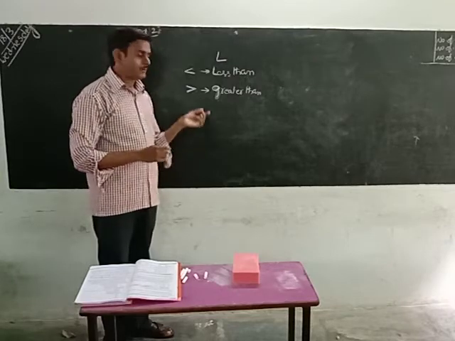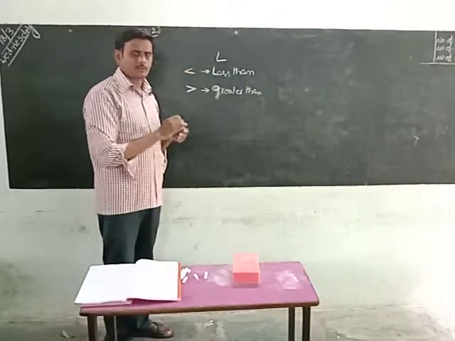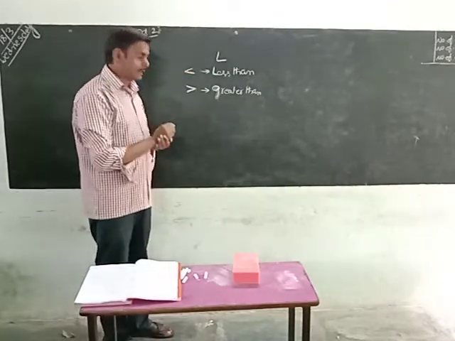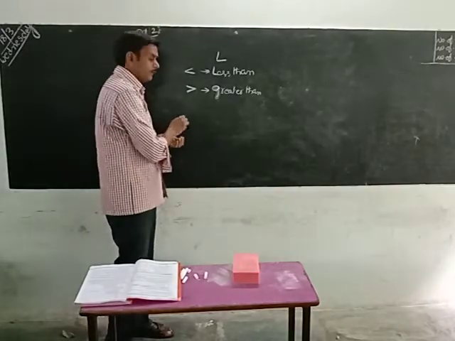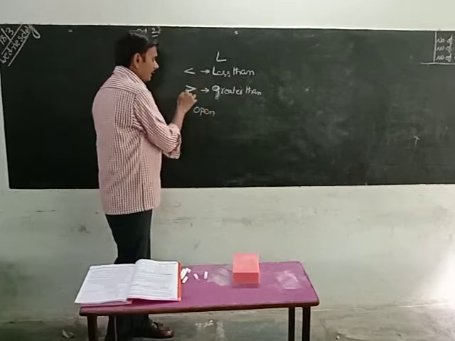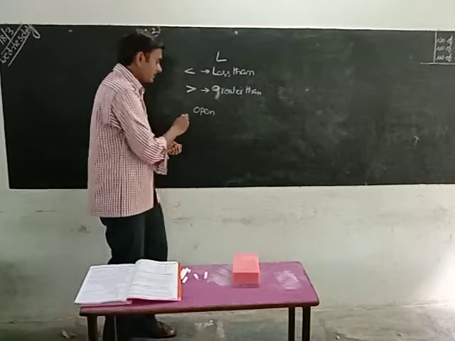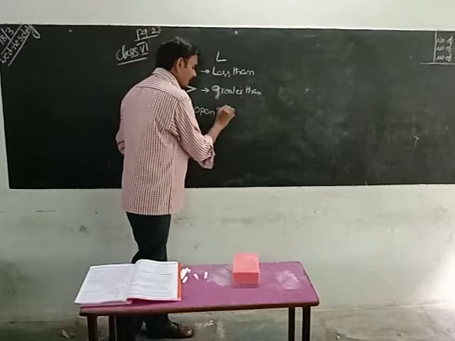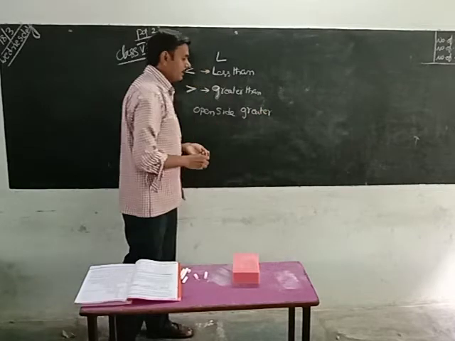Whenever you want to use this, remember that even without identifying these two, we can place the symbols. Every time, this side we have the open end, and this is the narrow end. The open end side always has the greater number.